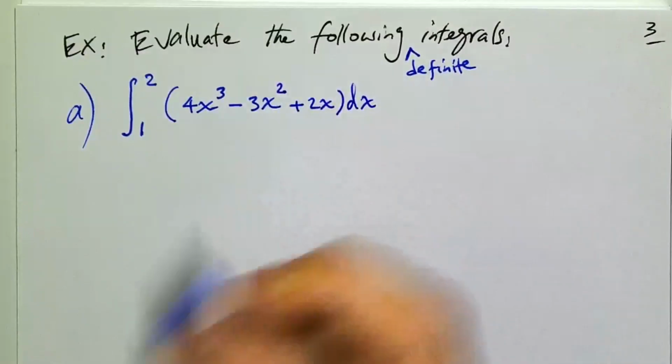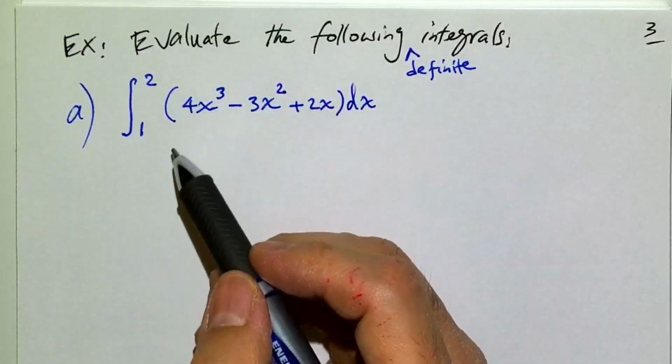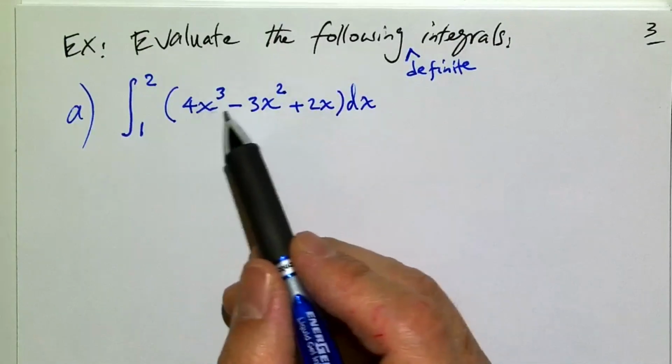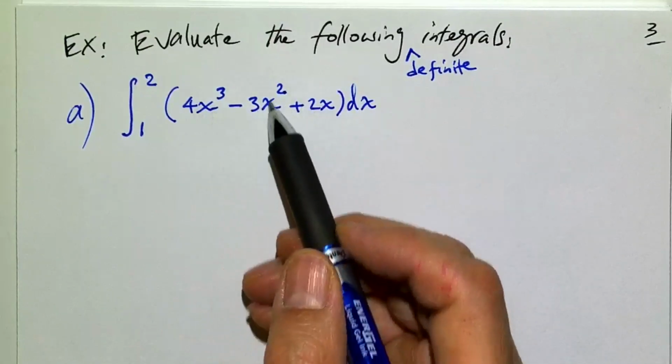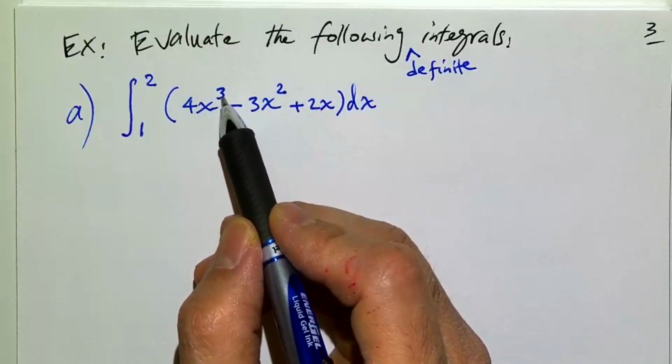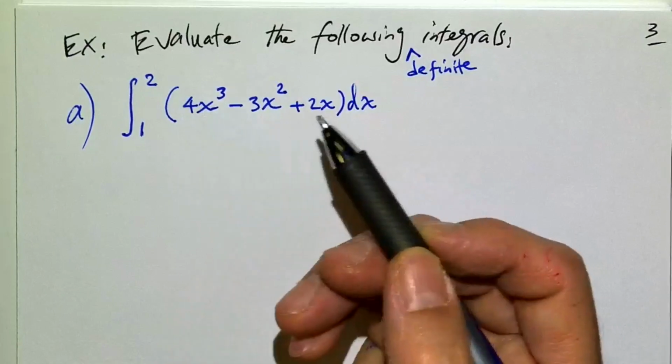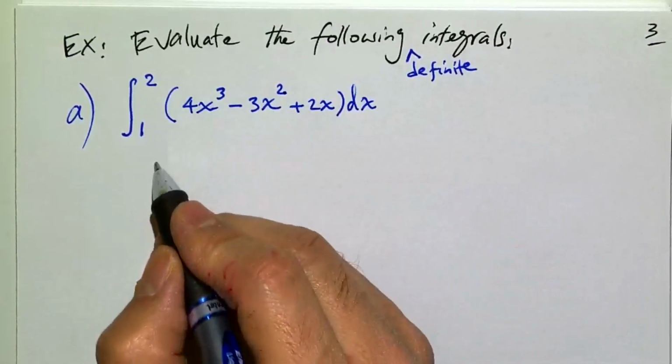dx. Okay, this is an easy expression to integrate because all we have to do with these power functions, with each of them, is add 1 to that power and divide the expression by the new power. Okay, so let's do that.